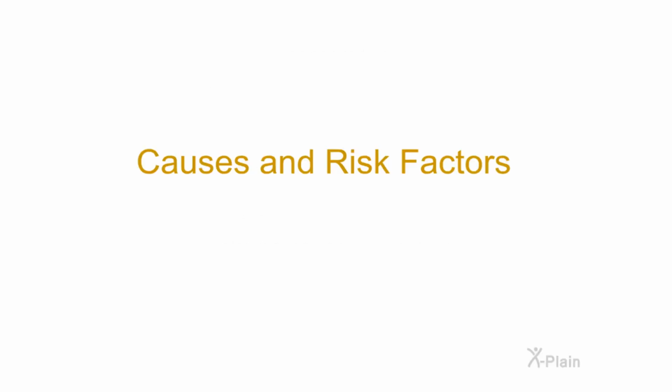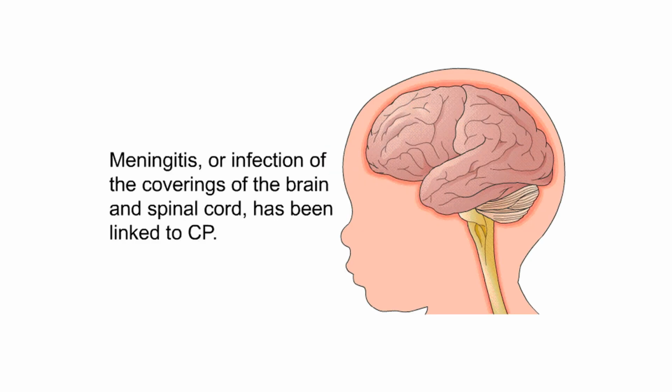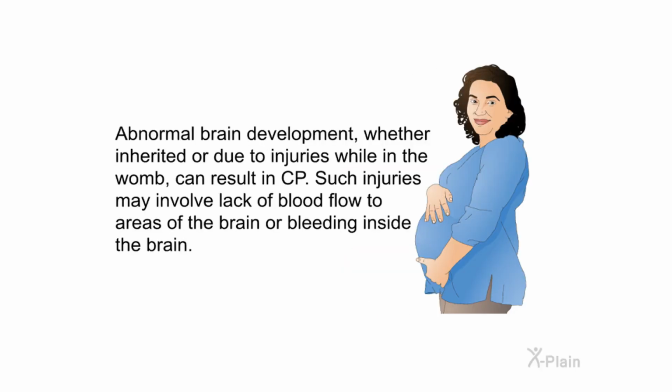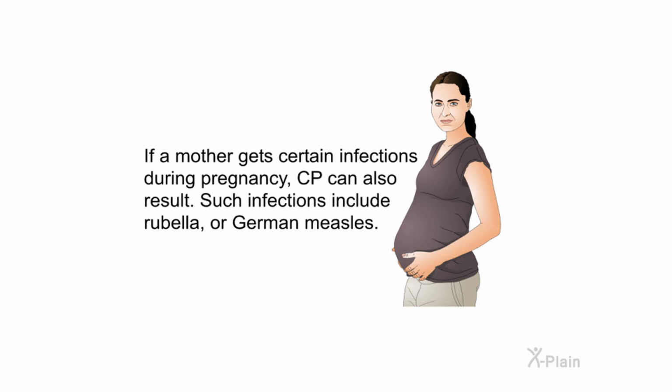Causes and risk factors. Meningitis or infection of the coverings of the brain and spinal cord has been linked to CP. Abnormal brain development, whether inherited or due to injuries while in the womb, can result in CP. Such injuries may involve lack of blood flow to areas of the brain or bleeding inside the brain. If a mother gets certain infections during pregnancy, CP can also result. Such infections include rubella or German measles.